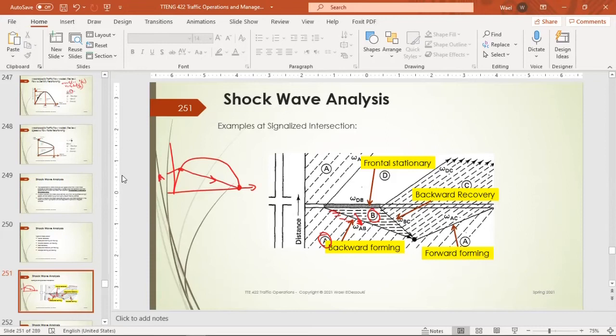That's good. Then, once the signal turns green, vehicles start moving. So you see there is a moving wave backward. This is basically changing the state from stopping to discharging at saturation flow rate. So this state is the maximum flow rate, that's the saturation flow rate. And that's another wave here. That's state C.